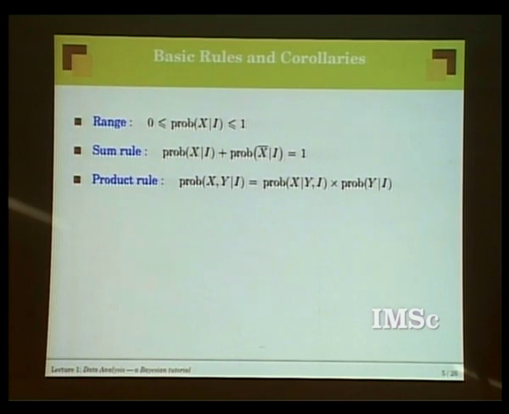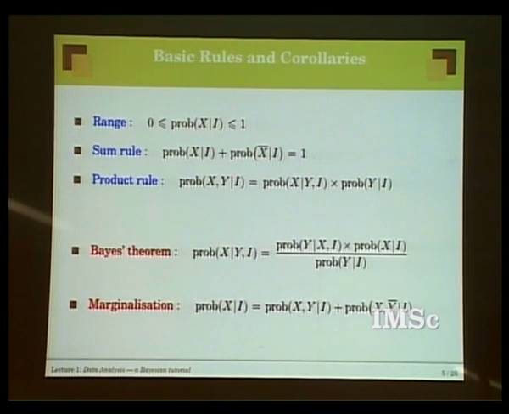And the product rule that the probability that both X and Y are true can be written as the probability that X is true given that Y is true times the probability that Y is true irrespective of whether X was true or not. So those are the basic rules, but using them we can derive lots of other corollaries which are useful for analyzing data, because as a scientist that's my usual interest, is actually analyzing data.